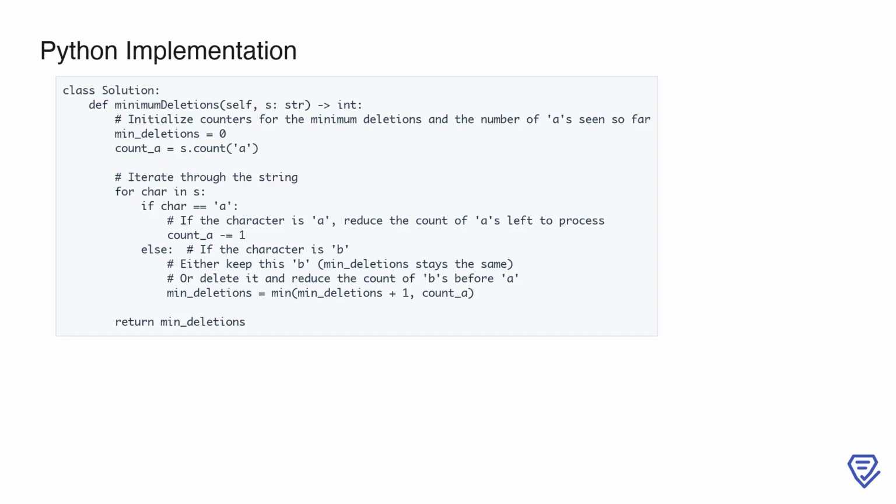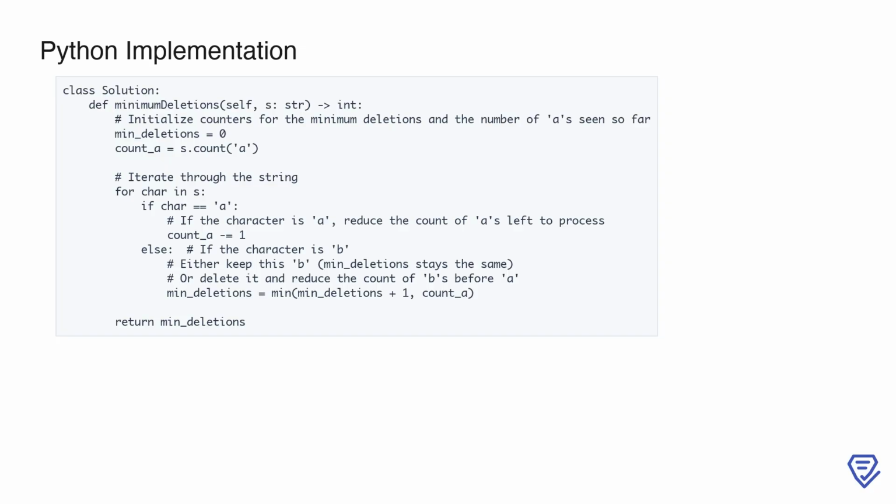Explanation of the code. 1. Initialization. We initialize two variables. min_deletions to track the minimum deletions required as we iterate through the string, and count_A to store the total number of A's in the string. This helps us keep track of how many A's are still to be processed.